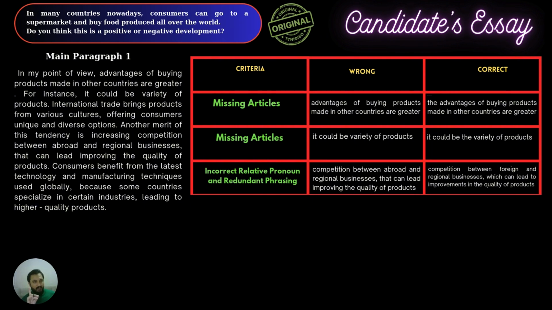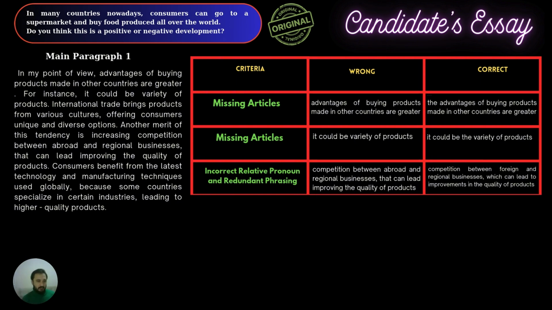First of all, we started with international trade and then offering consumers unique, diverse options. But the second part is about technology and manufacturing techniques. First of all, you should separate them. Second one, never write two or more different ideas together in the same paragraph. That will be confusing in the exam. If you divide them into two paragraphs, two different ideas, it will be better for your examiner to understand everything. And then you will have the chance to add your examples in your paragraph.